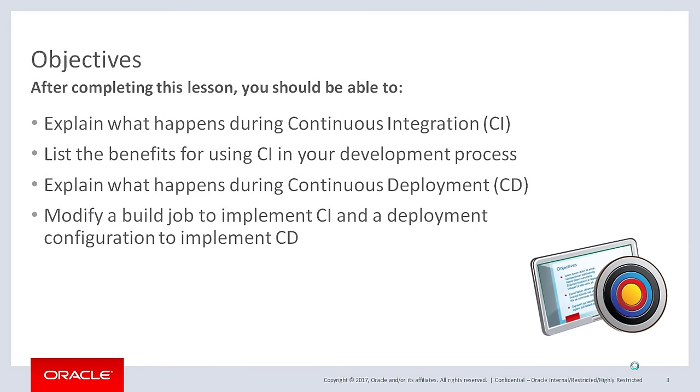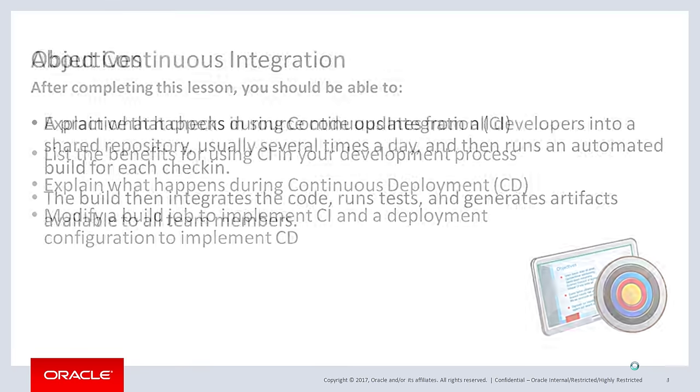After completing this lesson, you should be able to explain what happens during continuous integration, list the benefits for using continuous integration in your development process, explain what happens during continuous deployment, and modify a build job to implement continuous integration and a deployment configuration to implement continuous deployment.